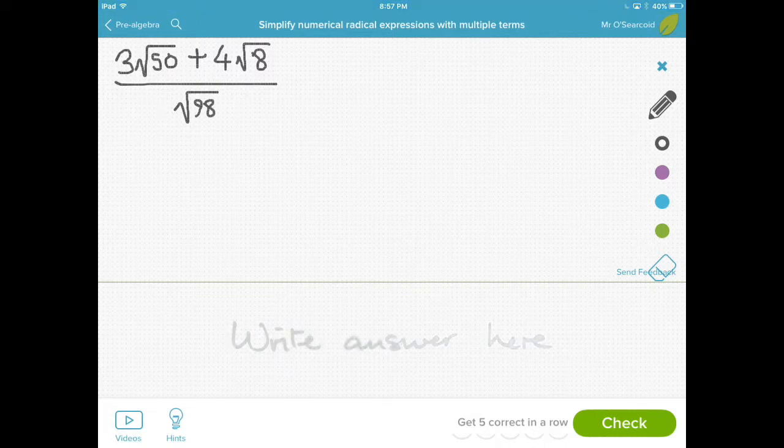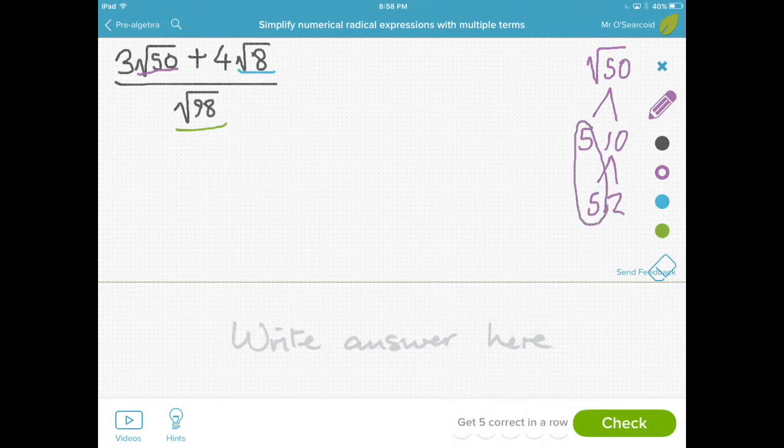Okay, let's start with 50. We'll do 50 separately, and we'll do 8 just in case it needs to be done. It probably does, in fact, need to be done when you look at it, because you can definitely pull another 2 out of it. But let's start with the square root of 50. All right, let's do a factor tree real quick. This is 5 times 10, and this is 5 times 2. A pair of 5s come out nicely.